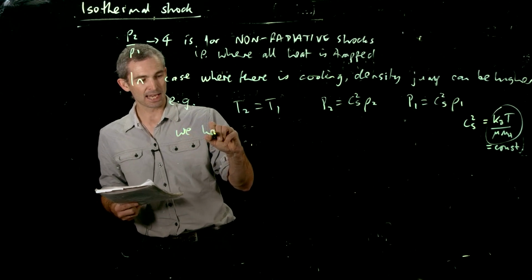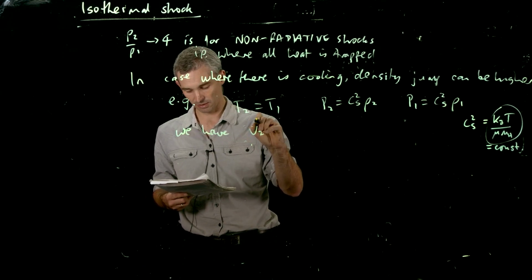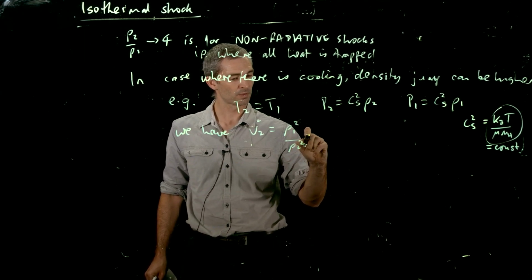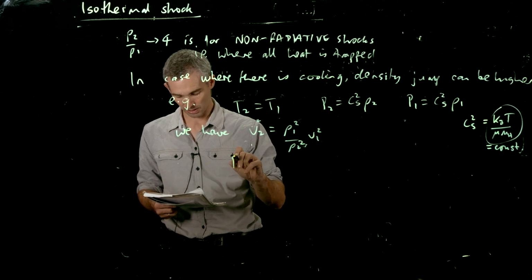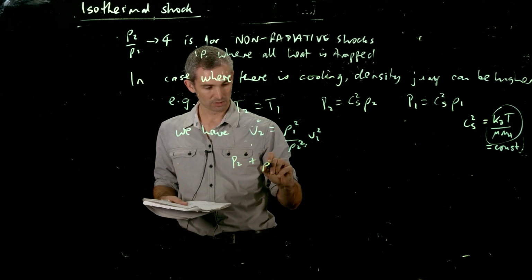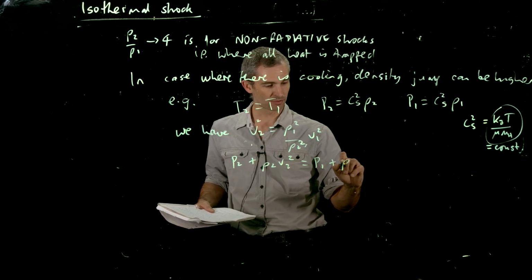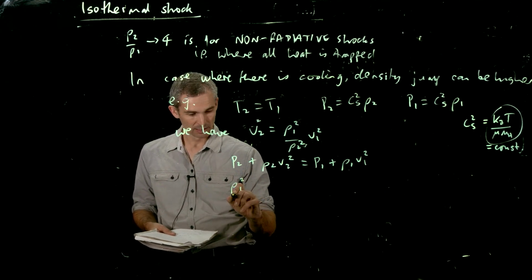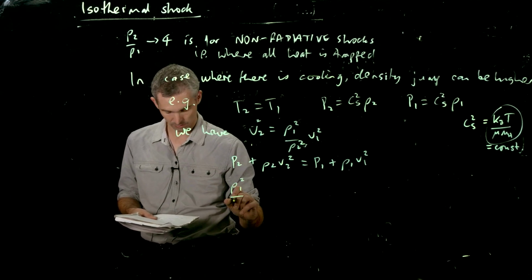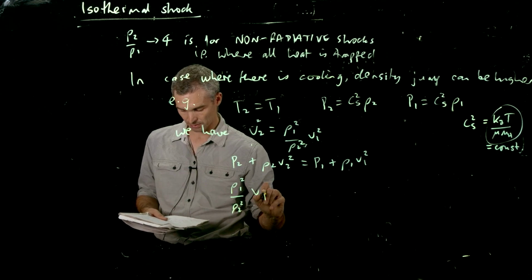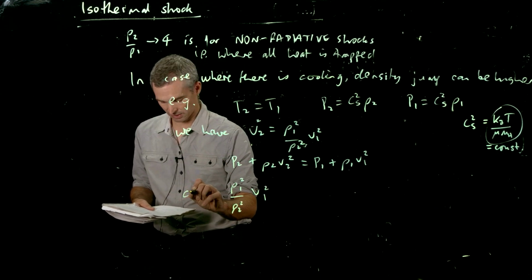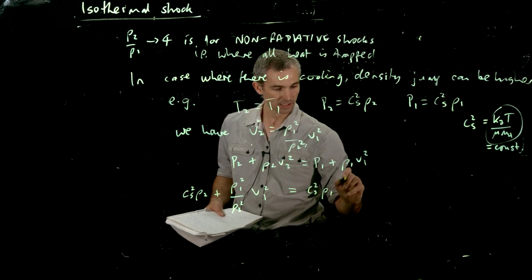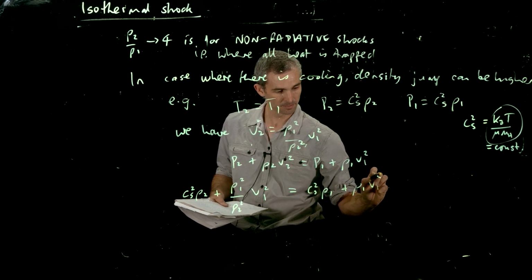So we can take our mass and momentum conservation again. So we have V2 squared equals rho 1 squared on rho 2 squared, V1 squared. And the same thing again, we've got P2 plus rho 2 V2 squared equals P1 plus rho 1 V1 squared. And just playing the same game again, we get a rho 1 squared on rho 2 squared, V1 squared here, that's this term. This term gives us a CS squared rho 2, this term gives us a CS squared rho 1, and this term gives us a rho 1 V1 squared.